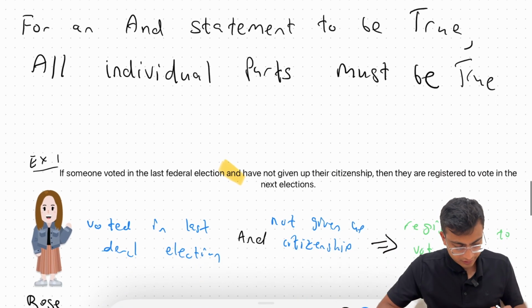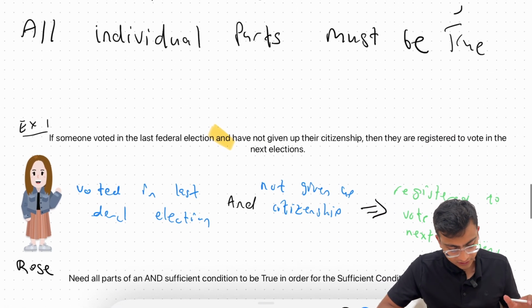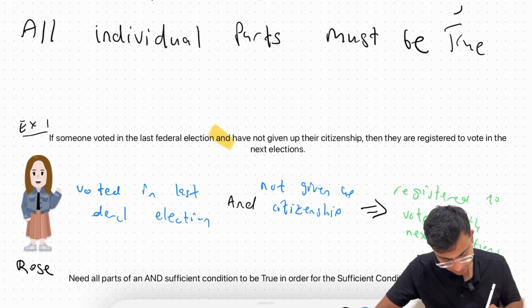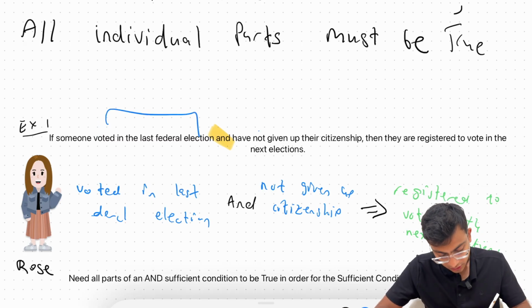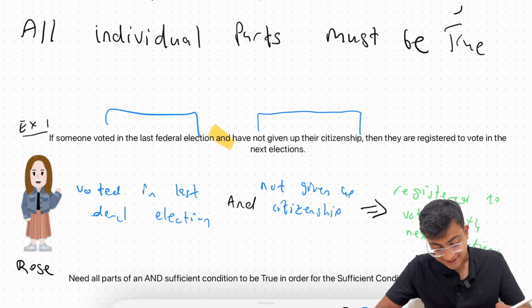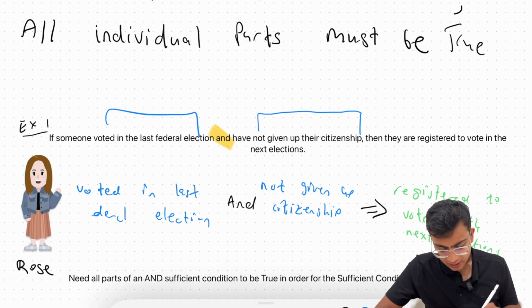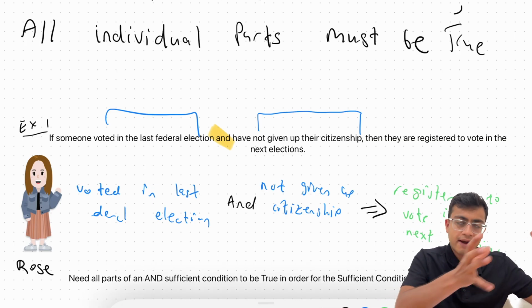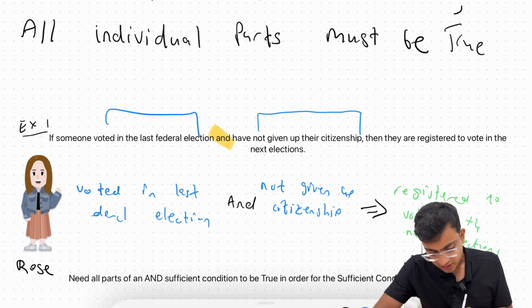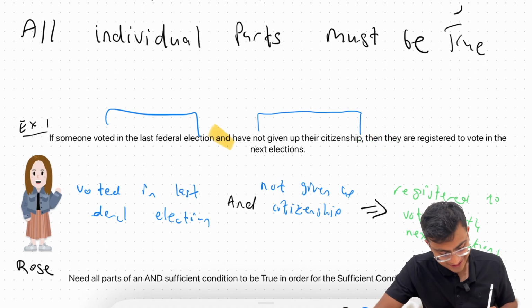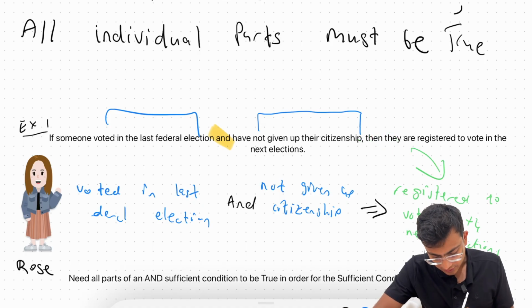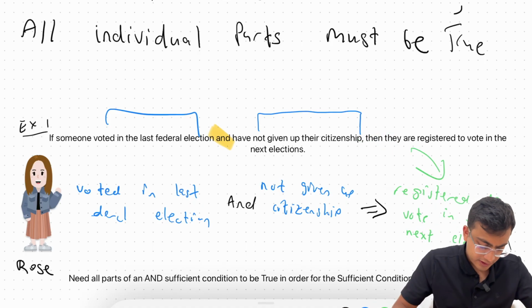Okay. The way we would diagram this is as follows. So we identify the 2 parts, which in this case are separated by an "and". So voting in the federal election is one part. Not giving up your citizenship is the second part, and we're going to include the "and" in our diagram. We have our implies arrow, and every time you have a sufficient condition, you have a necessary condition. In this case, you have this nice "then" keyword to identify it, so we know everything else is just going to go on the right.